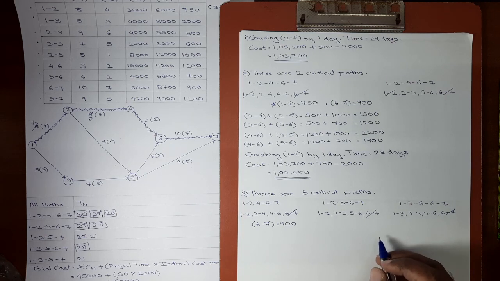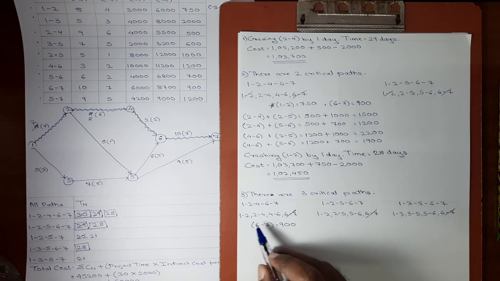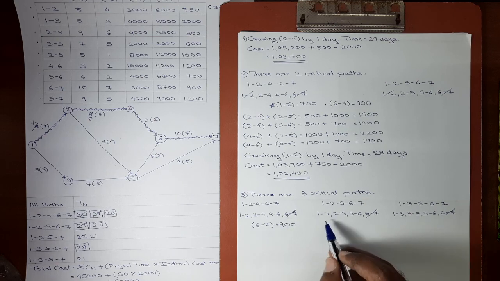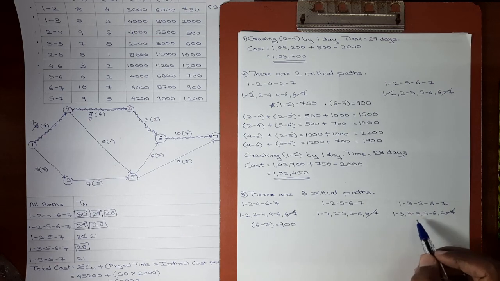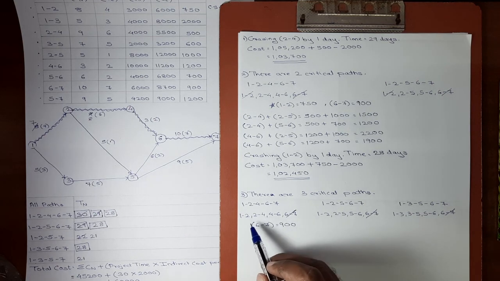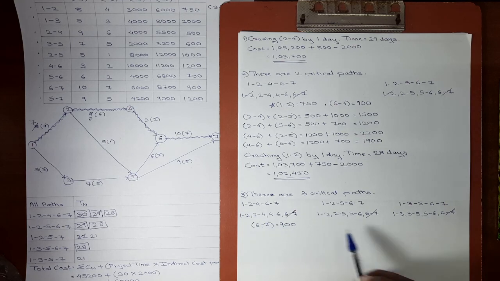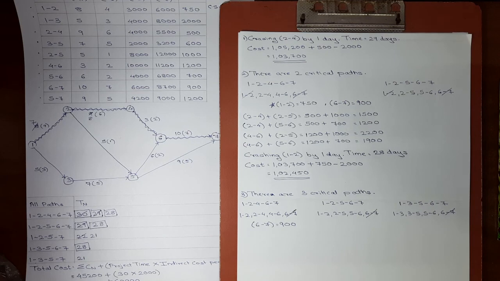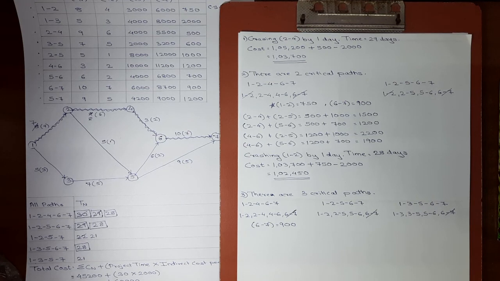Are there any more common activities in these 3 paths? 1-2, 2-4, 4-6, 1-2, 2-5, 5-6, 1-3, 3-5, 5-6. So there are no more activities which are common in these 3 paths. As there are no more common activities, now we'll be making the combinations.